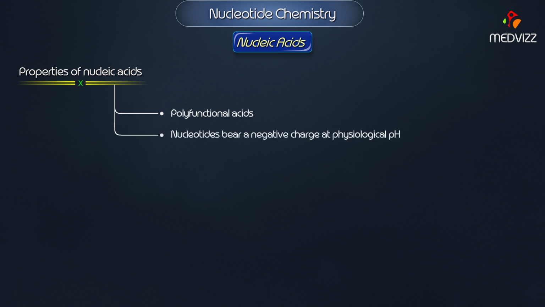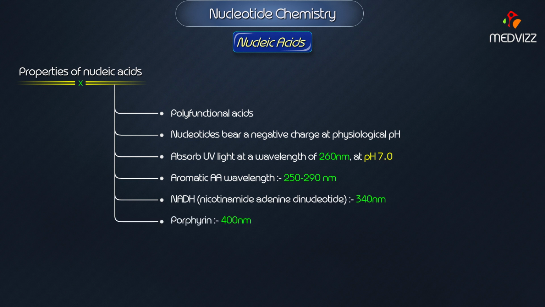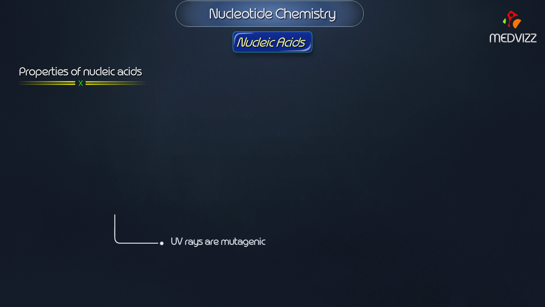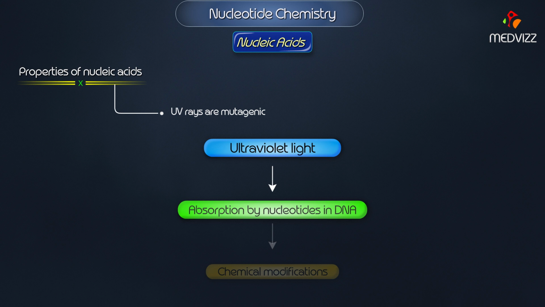Nucleotides bear a negative charge at physiologic pH. They absorb UV light at a wavelength of 260 nanometers at pH 7. Aromatic amino acid wavelength is 250 to 290 nanometers. Nicotinamide adenine dinucleotide has a wavelength of 340 nanometers. Porphyrin has a wavelength of 400 nanometers. UV rays are mutagenic. The mutagenic effect of ultraviolet light is due to its absorption of UV light by nucleotides in DNA that result in chemical modifications.